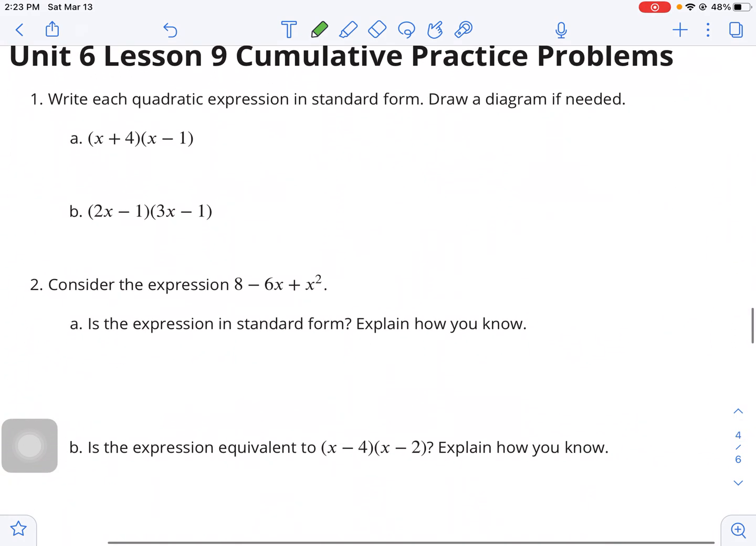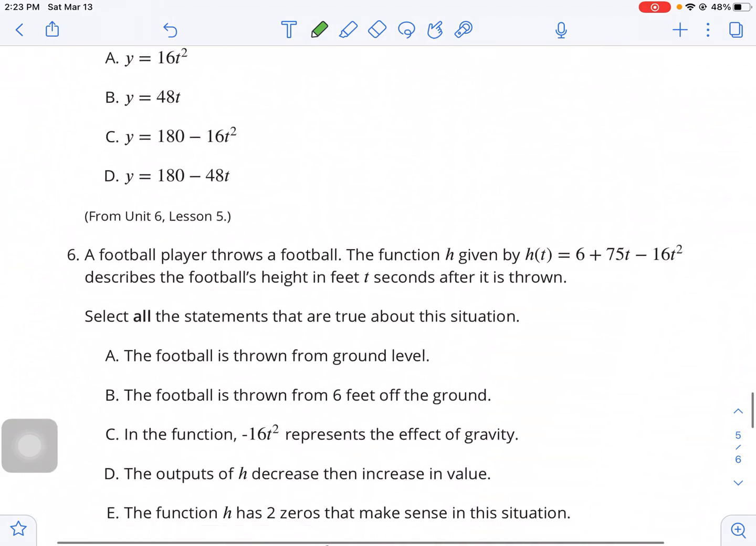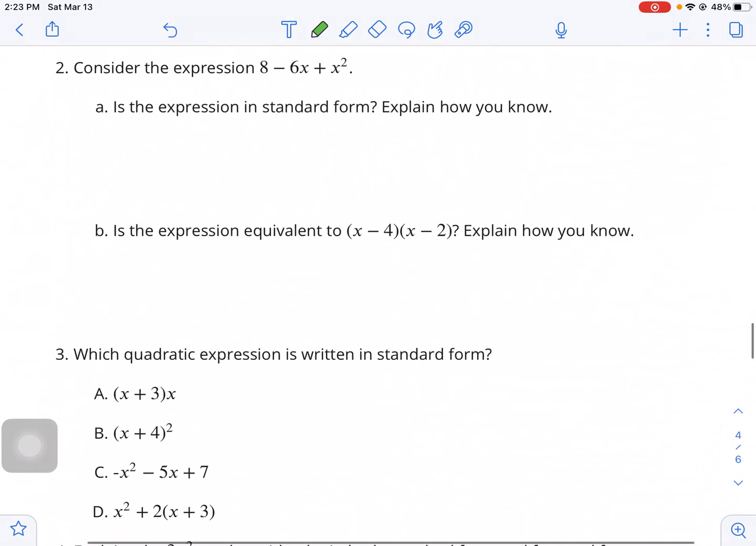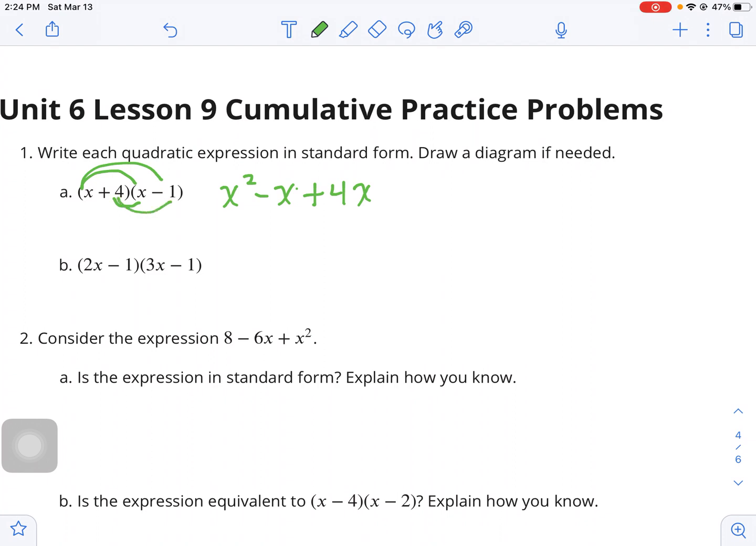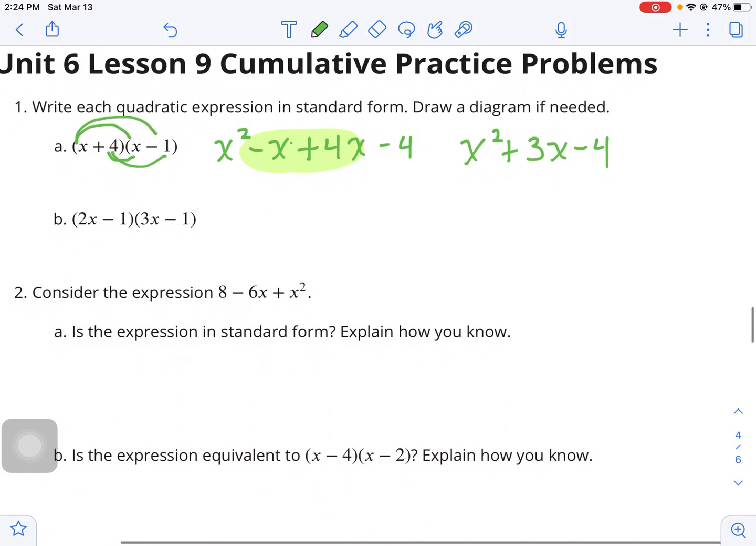Lesson 9, we have a few problems here to do. Let's see, not too many, so they'll go quick. The first one, write each quadratic expression in standard form. So in other words, expand these out. We have x squared minus 1x plus 4x, and then minus 4, and then we combine those middle terms, and that gives us x squared plus 3x minus 4.